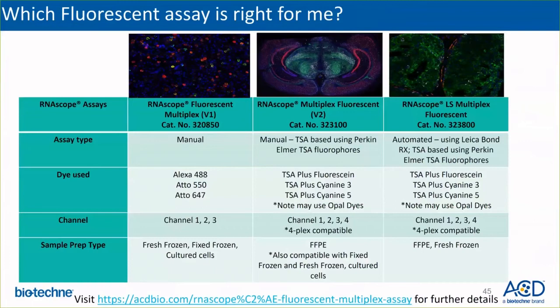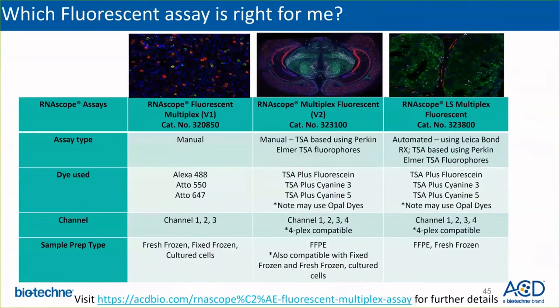Now the next question is, which fluorescence assay would be right for you? The first assay, fluorescence multiplex V1, is best used with fresh frozen samples and consists of labeled probes conjugated to fluorophores. This assay allows for triplexing capability of 3 mRNA markers simultaneously in your tissue or cells.